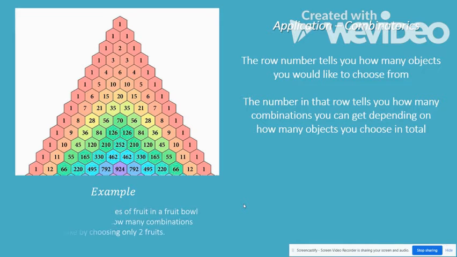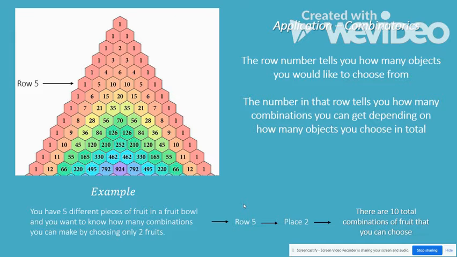So for example, let's say you have 5 different pieces of fruit in a fruit bowl, and you want to know how many combinations you can make by choosing only 2 fruits. 5 pieces of fruit, we're going to go to row 5. If I want to choose 2 of those, I'm going to go to the second place in that row. Now keep in mind the 1 represents the 0 place, so the second place in row 5 would represent 10. So there are 10 total combinations of fruit that you can choose from.